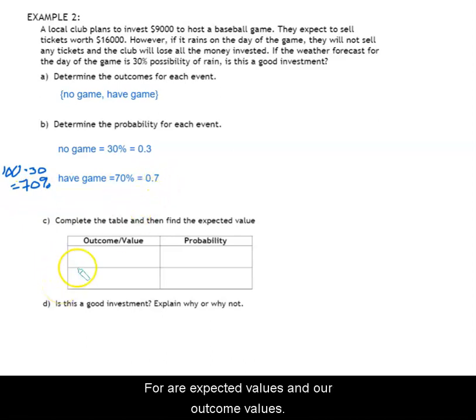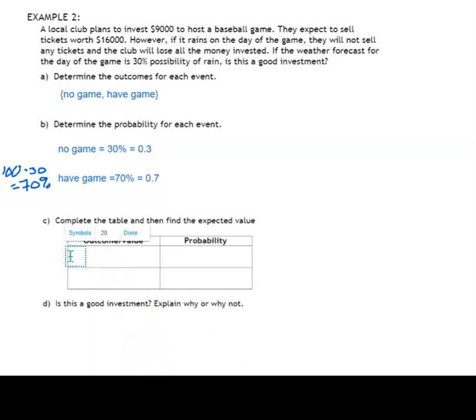For our expected values and our outcome values, let's start with not having our game. And then we need the value for that. So basically, how much money are they going to lose? They're going to lose $9,000. That would be negative 9,000.